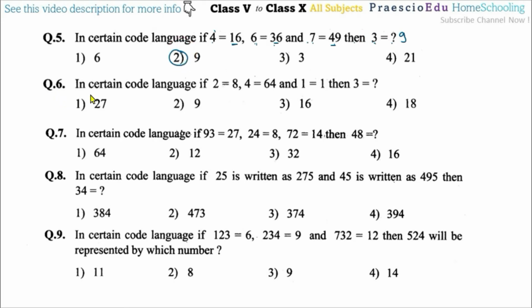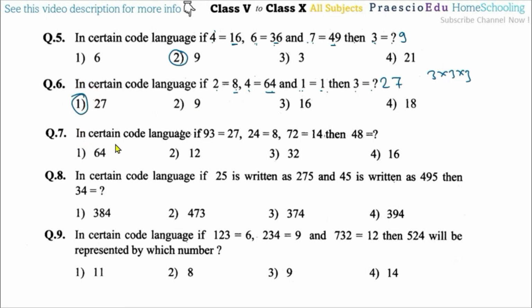Then question number 6, in a certain code language, if 2 is equal to 8, 4 is equal to 64, 1 is equal to 1, then 3 is equal to how much? So 2's cube is 8, 4's cube is 64, 1's cube is 1. So like this one, 3's cube is 27, means 3 multiplied by 3 multiplied by 3. So 27 means option number 1 is the correct one.